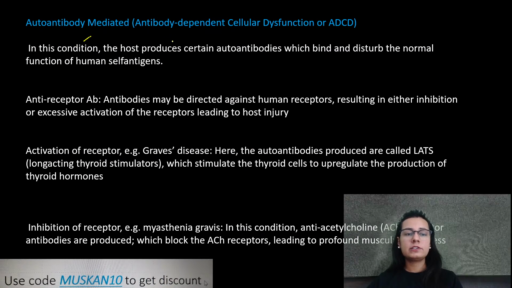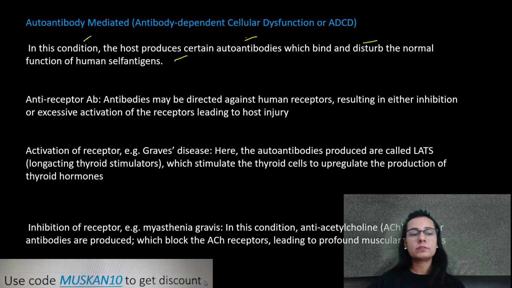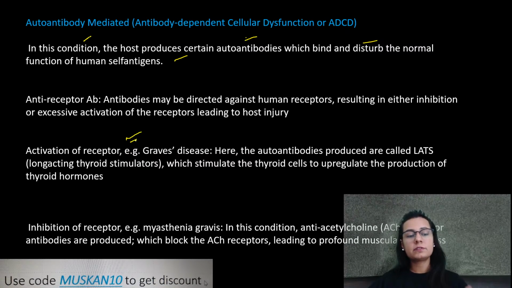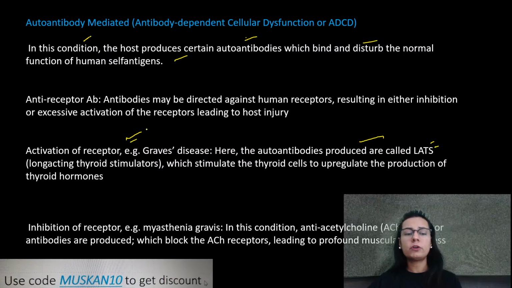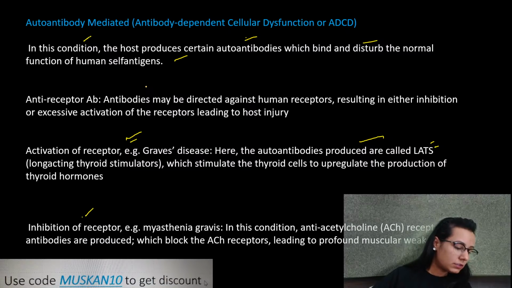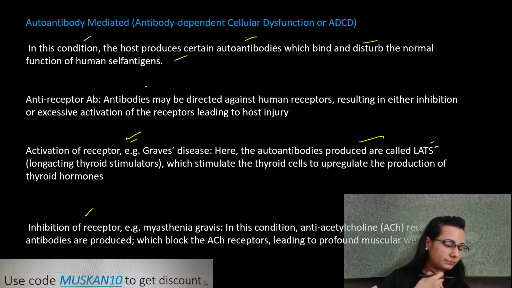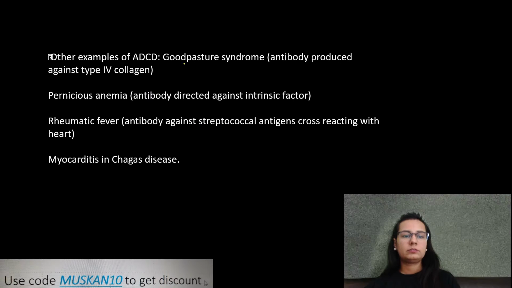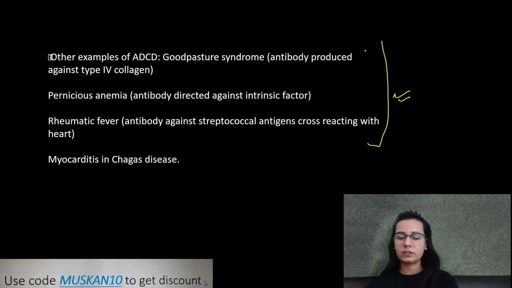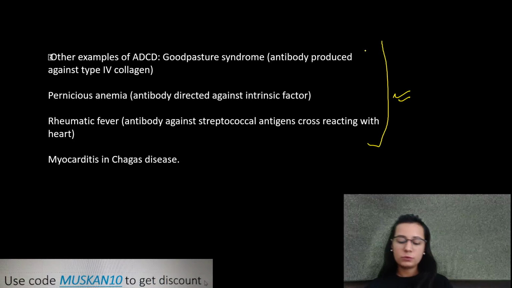Now, in this condition, the host produces certain autoantibodies which bind and disrupt the normal function, and anti-receptor antibodies causing the activation of the receptors, and this in Graves' disease here the autoantibodies produced are called the LATS. Not important to remember. So just remember the two types of cytotoxicity that we have read. Examples we have seen already for the type 2 hypersensitivity.